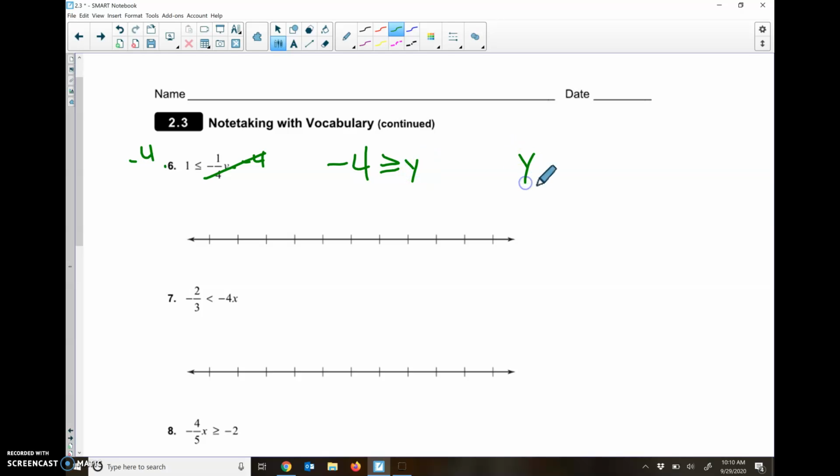Again, I don't like it when my number's first, so I'm going to flip it back to put my number first. So y is less than or equal to negative 4. Filled-in circle at negative 4, and my numbers less than negative 4, like negative 5, negative 6, negative 7, negative 8.